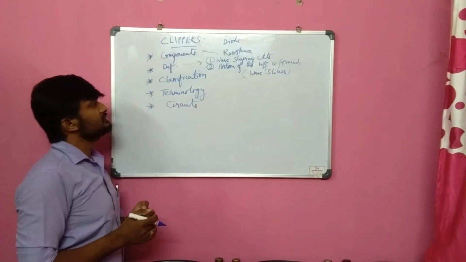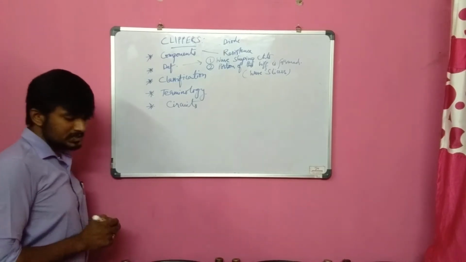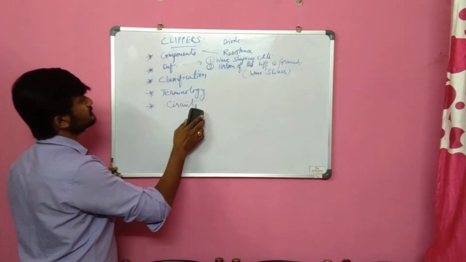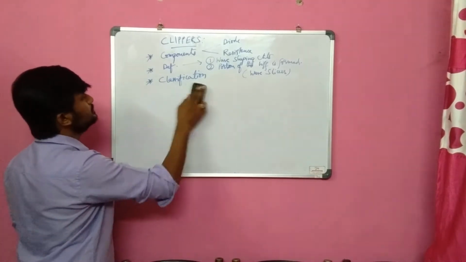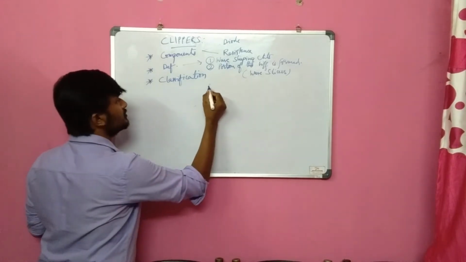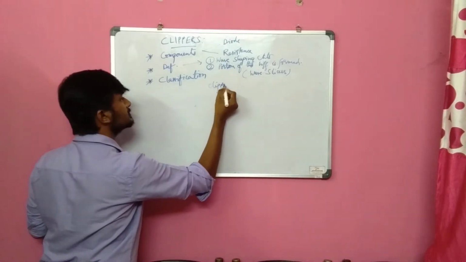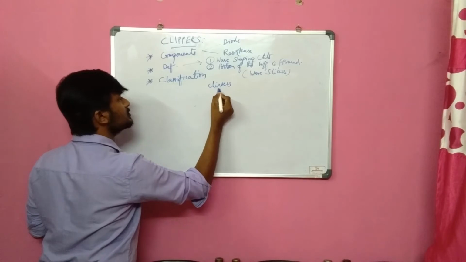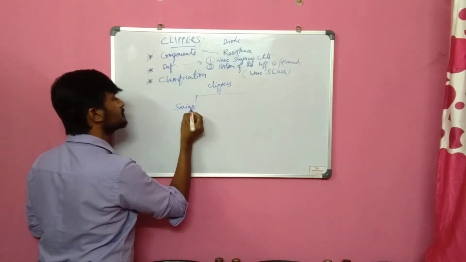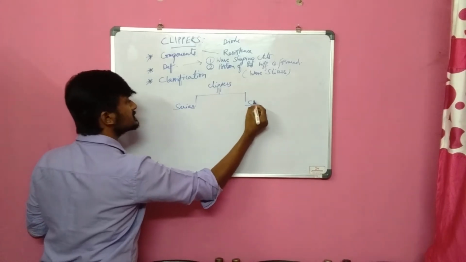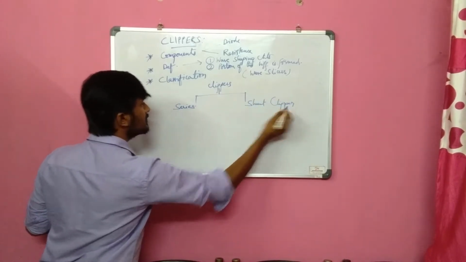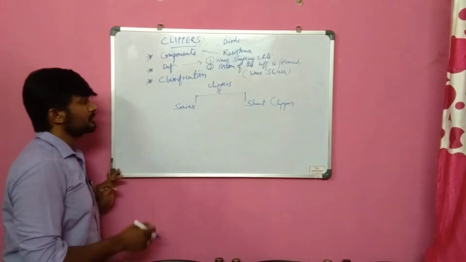Coming to the classification, let's see what are the different types of clippers present. Basically, clippers are divided into 2 basic types. One is the series clipper and the next one is the shunt clipper.